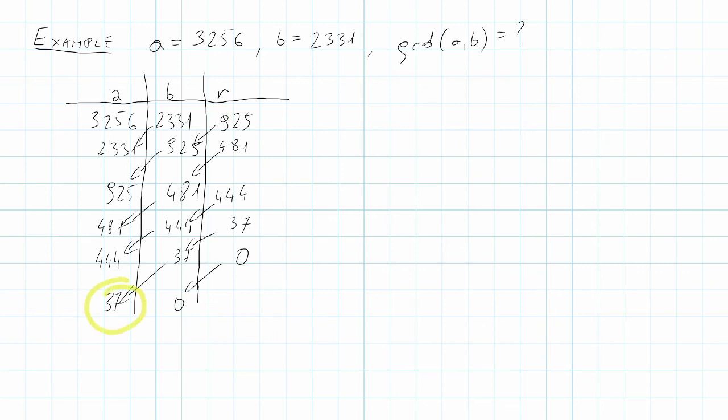So, the greatest common divisor that we were looking for is 37. This shows how the Euclidean algorithm, this classical Euclidean algorithm, works.